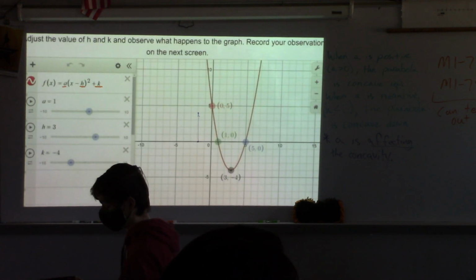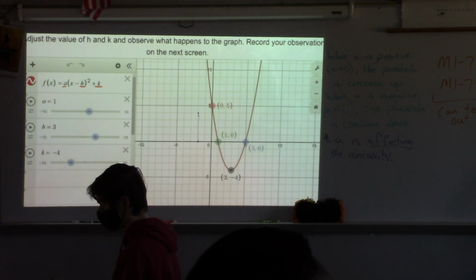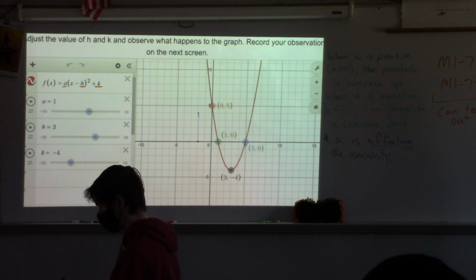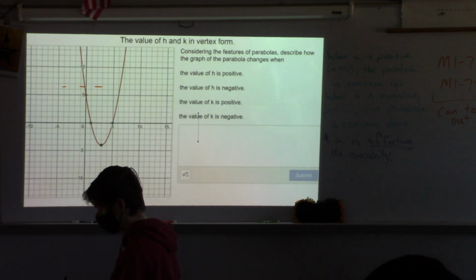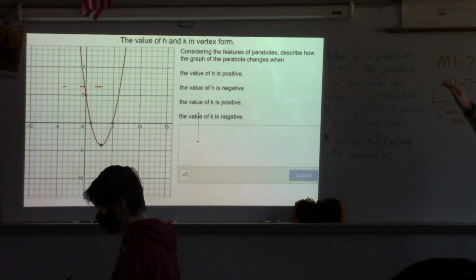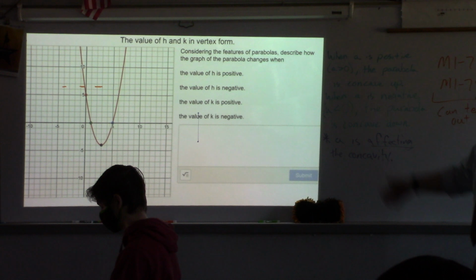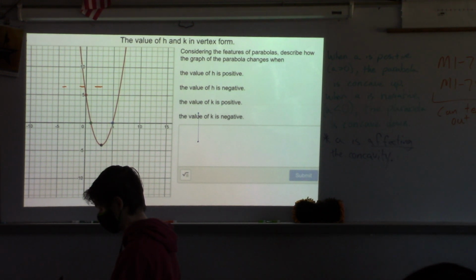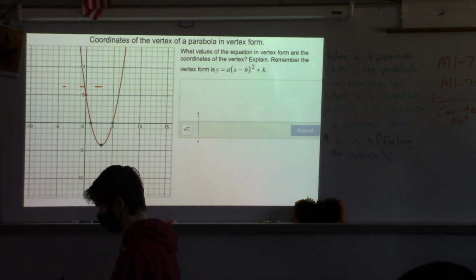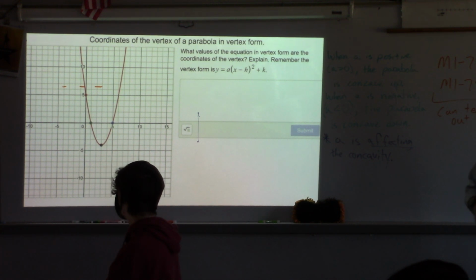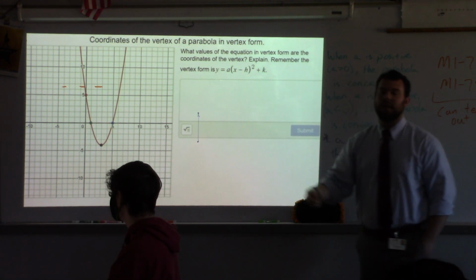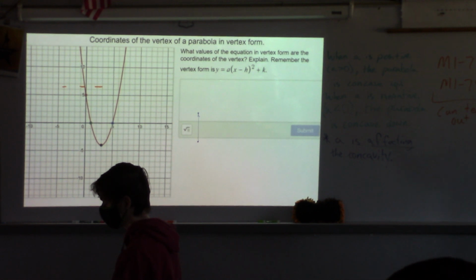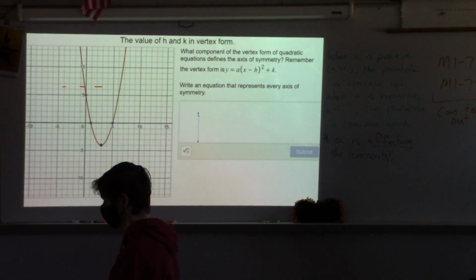Okay? Now in this next one, which form of a quadratic equation are we still looking at? We're still looking at vertex form, right? But we're no longer looking at A, we're looking at what? H and K. Pay attention to the next couple of slides to guide your thinking. Slide 5. Considering the features of parabolas, describe how the graph of the parabola changes when the value of H is positive versus the value of H is negative. Same thing with the value of K. Notice in slide 6, I specifically ask you, what values of the equation in vertex form are the coordinates of the vertex, right? So if you were to look at this equation, how would you figure out what the vertex is? Now, I'll go ahead and tell you, I think all the way through slide 7 is focusing on H and K.